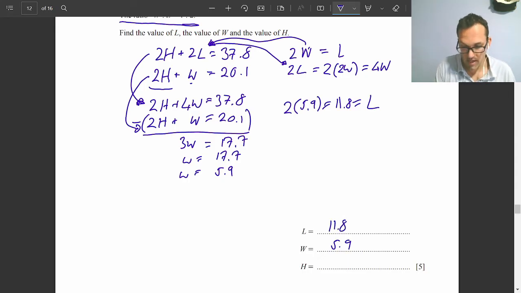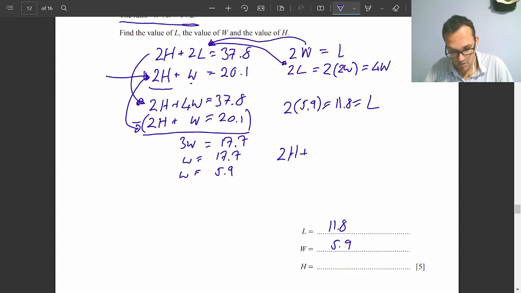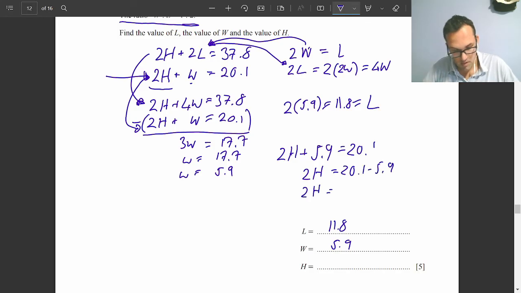Now to find H, and for that we can use any of the equations up there. I'm going to use the second one I wrote there, just because it looks the most straightforward. 2h plus w, which we had is 5.9, equals 20.1. So 2h means we've got 20.1 minus 5.9, which is 14.2. Divide that by 2, gives me 7.1.